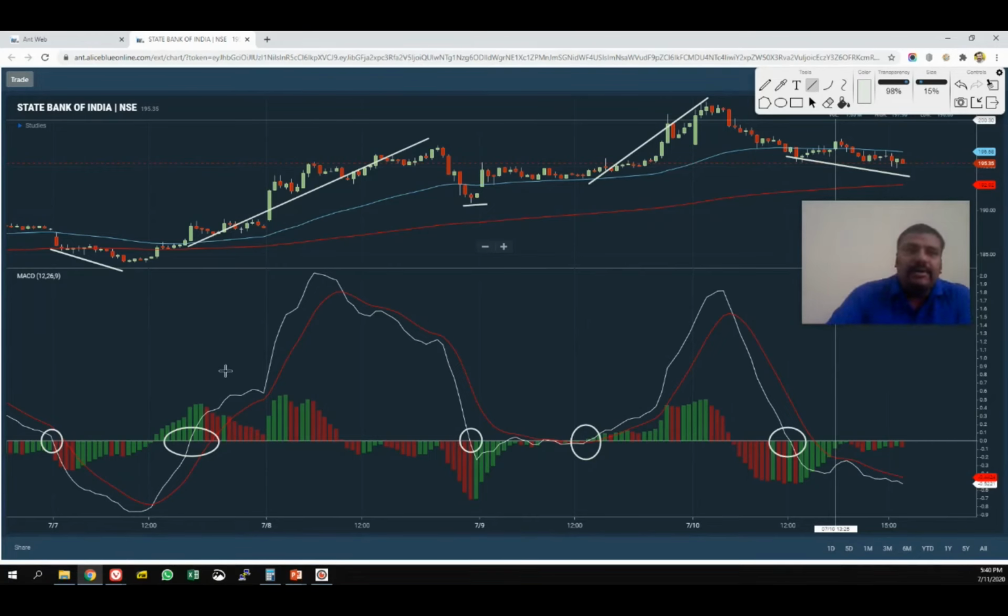So this is the second strategy, wherein we are going to use only the MACD line, which is the white line, and whenever it crosses the 0, we get a call. If it goes up, it's a buy call, and if it goes down, it's a sell call. So this is the second strategy of using the MACD. Now, let's go on to the next one.